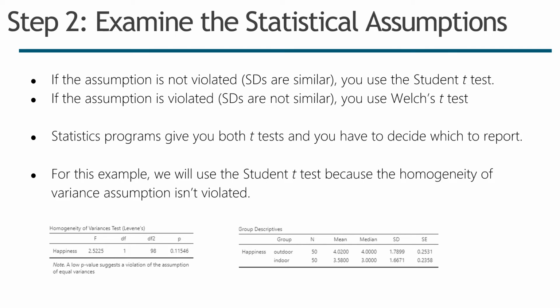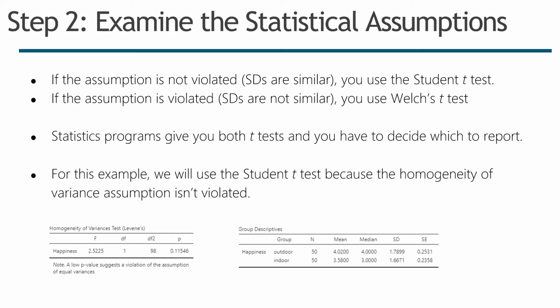Even if your data violates this assumption, all isn't lost. There are actually two different t-tests. The student t-test is the one you use when the assumption is not violated, and that means the standard deviations are similar to each other.